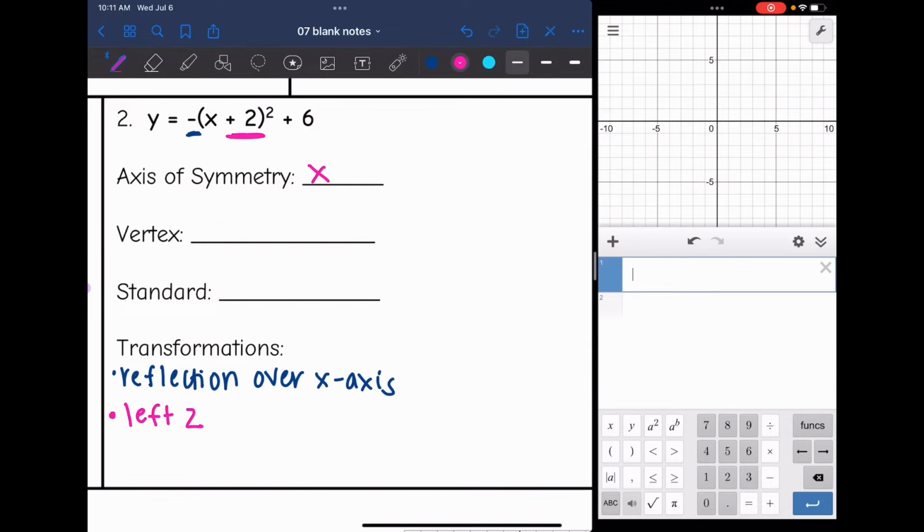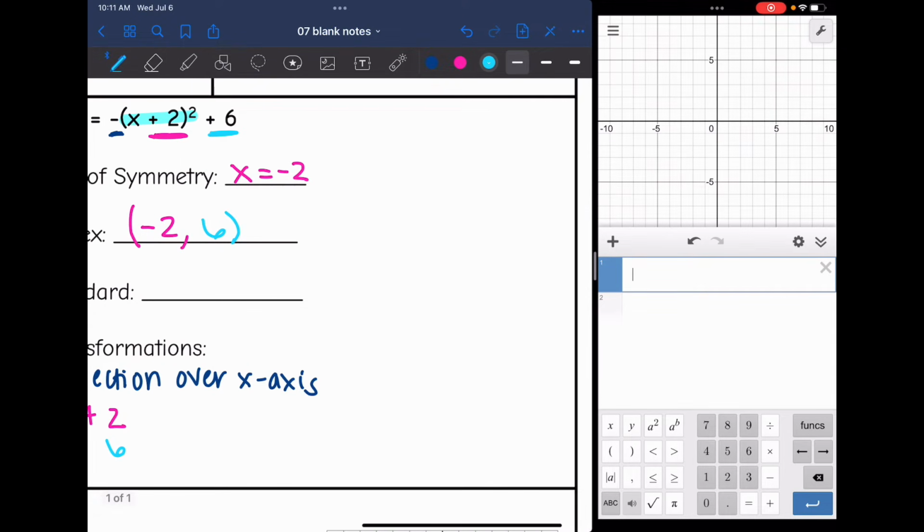So my axis of symmetry is x equals negative 2, and then the vertex is negative 2 for the x value. Remember, since it's minus h in vertex form, it's the opposite sign. And then this plus 6 outside the parentheses means that I went up 6, so the y value of the vertex is 6. Okay, now I need to convert this to standard form, so let's start by multiplying the x plus 2 squared. And I'm going to use the box again.